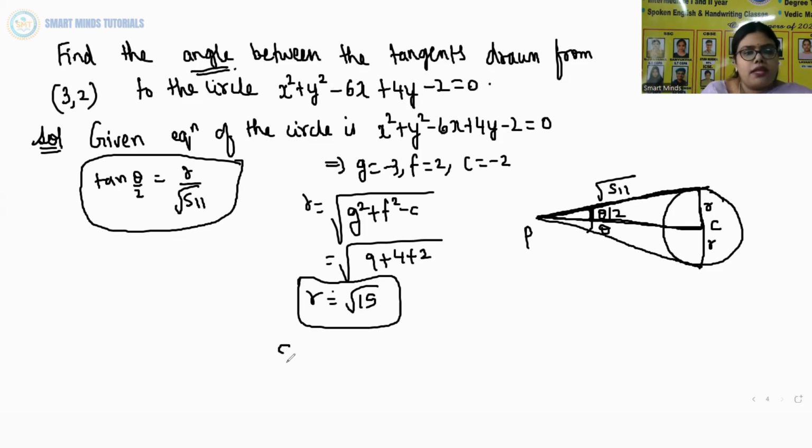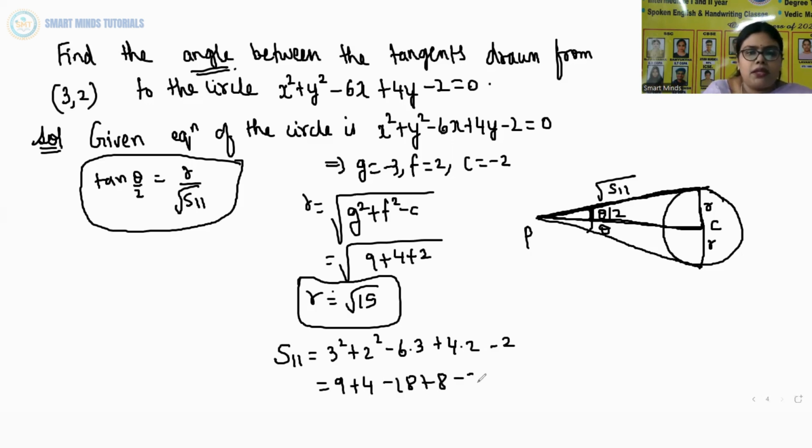Now we will find out S11. S11 means substituting the point in the circle equation. You get S11: 3 square plus 2 square minus 6 into 3 plus 4 into 2 minus 2. 9 plus 4 minus 18 plus 8 minus 2. Now 8 plus 4 is 12, 12 plus 9 is 21, minus 18 minus 2 is minus 20. So S11 is 1.